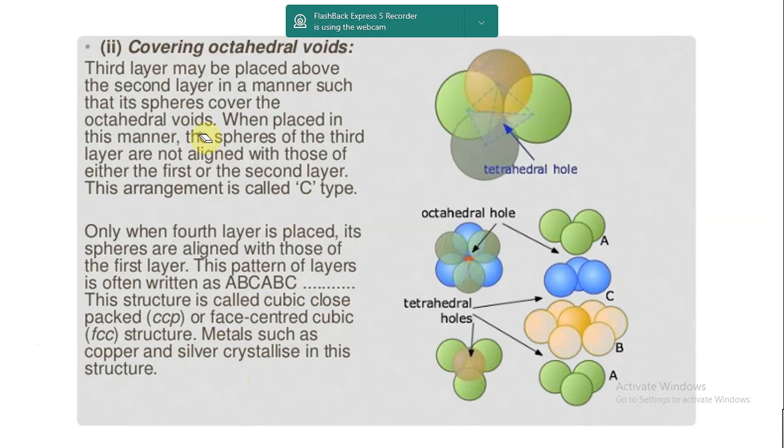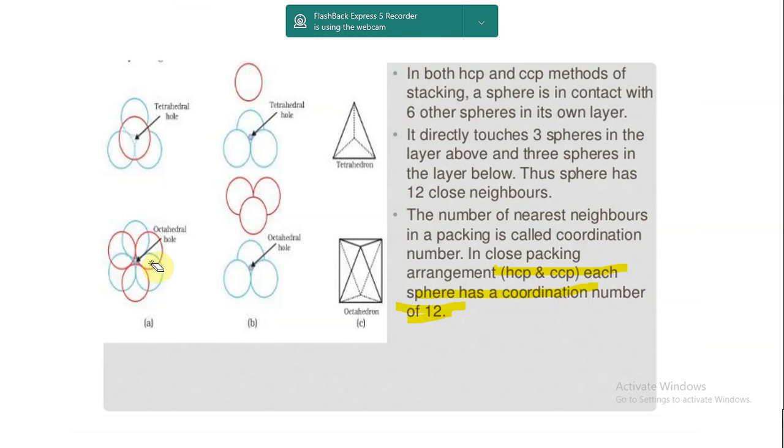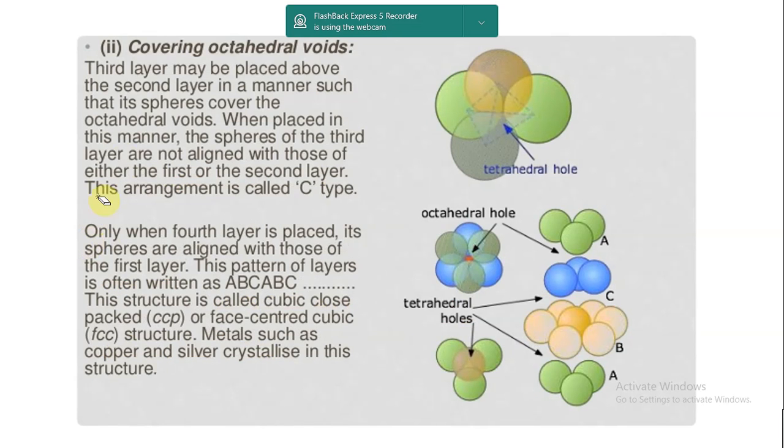Covering octahedral voids. How the octahedral void was created, we just saw. If 3 atoms are at the bottom and 3 atoms are at the top, then the hole that gets created is an octahedral hole, like here. We just saw it. So the third layer may be placed above the second layer in a manner such that its spheres cover the octahedral voids.